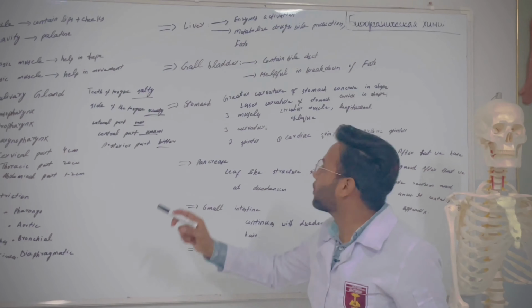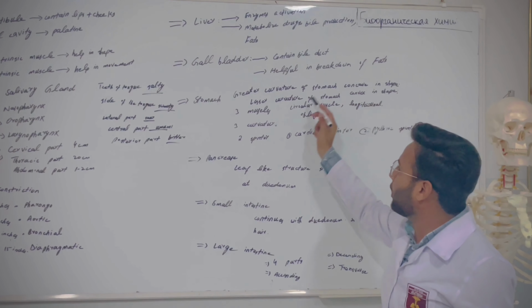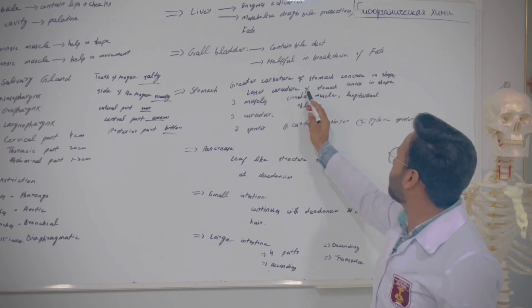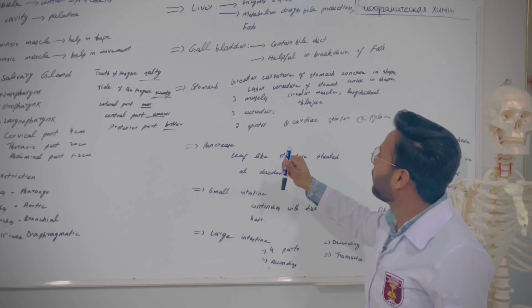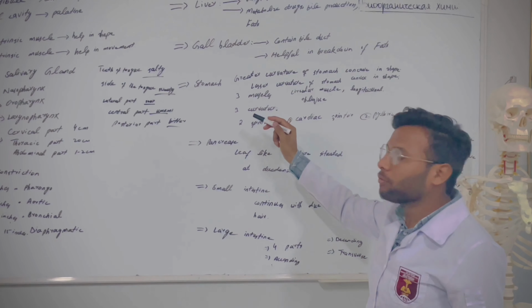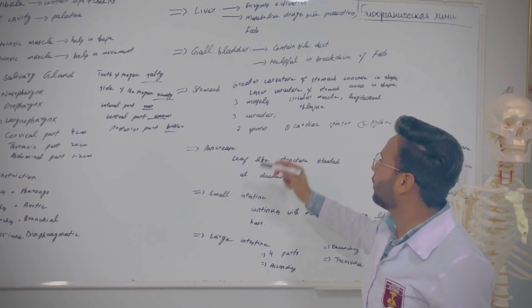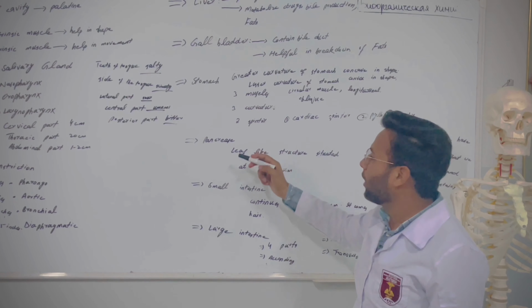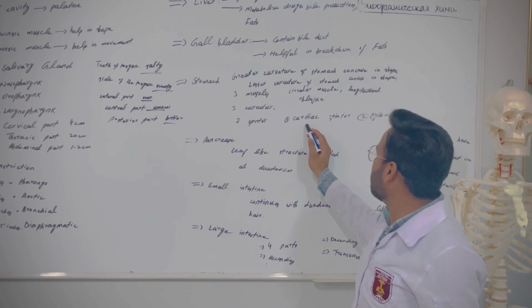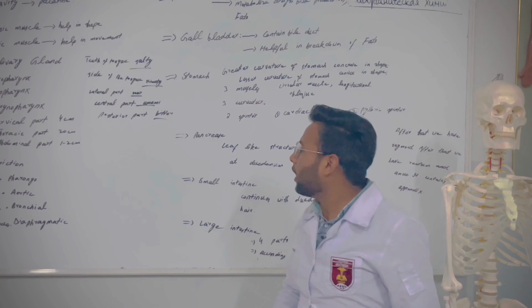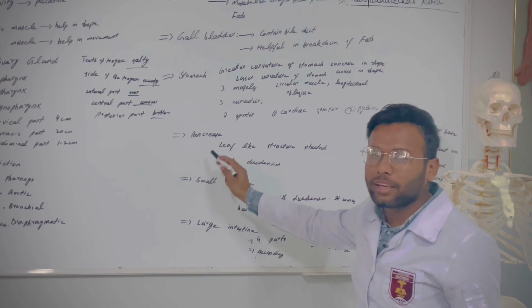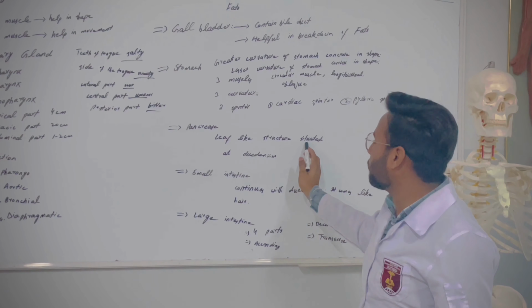It is greater curvature of stomach, convex in shape. It is lesser curvature of stomach, concave in shape. And it is made of 3 muscles: circular muscle, longitudinal muscle, and oblique muscle. It has 2 curvatures. It has 2 sphincters: cardiac sphincter and pyloric sphincter. Then we talk about pancreas. It is leaf-like structure situated at duodenum.